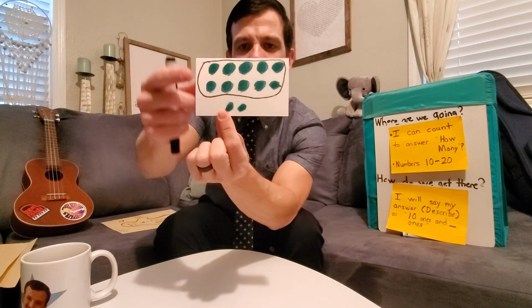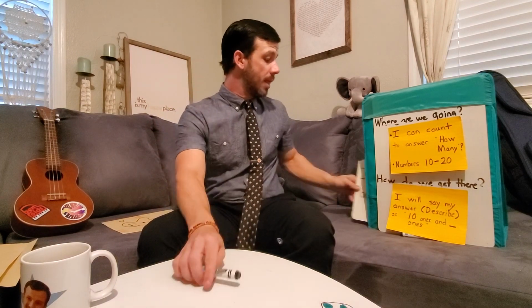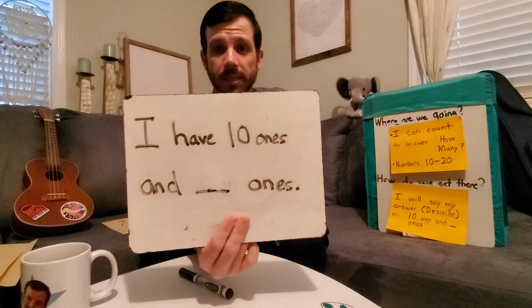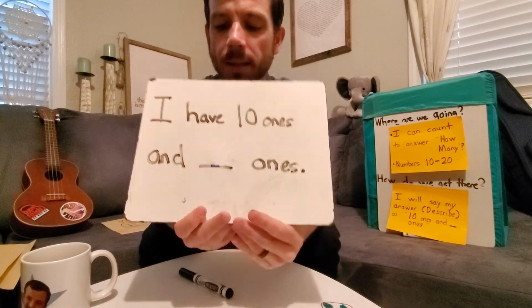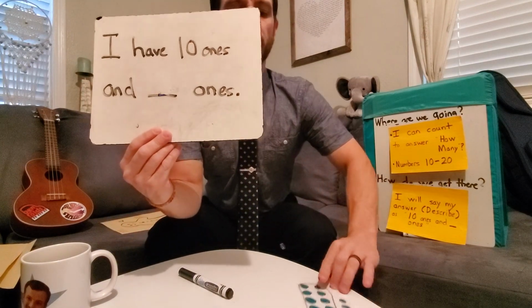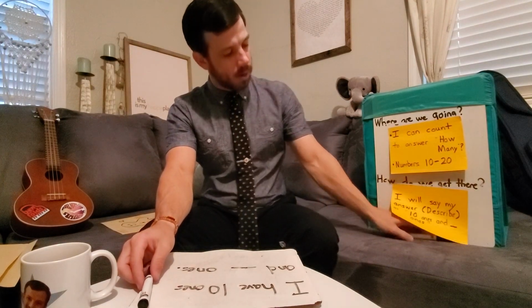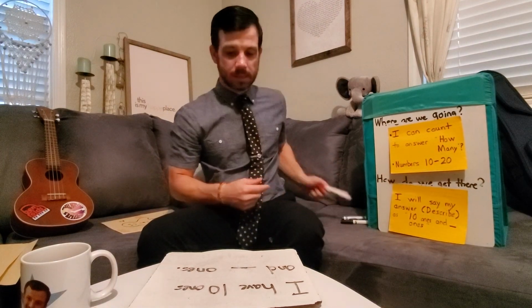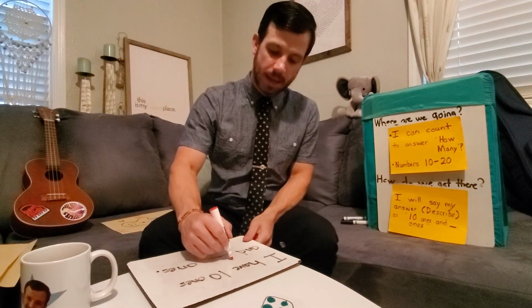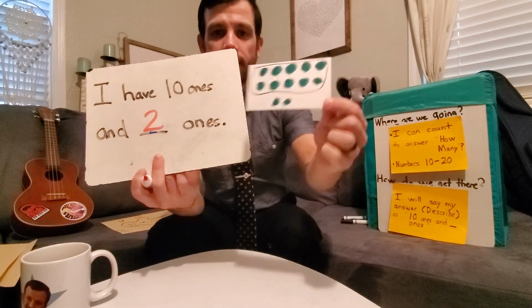And you've got 10 ones and 2 ones. Great. Thank you for helping me out. So this, remember, is how we write that. We will write our new math sentence saying, I have 10 ones and how many were left over? 2. You're exactly right. So I can take my marker and fill in my blank to say I have 10 ones and 2 more. Slide to the right to make my 2 ones. So I have 10 ones and 2 ones.